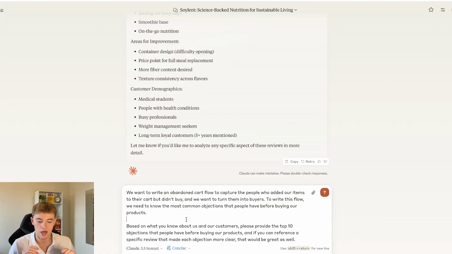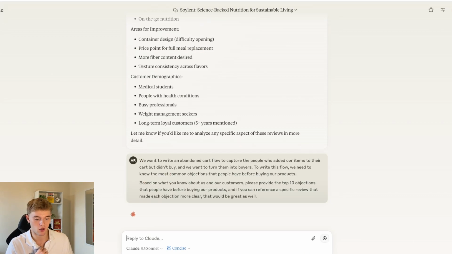And when you ask it to reference specific reviews or specific things that people said, it forces the AI to only take objections that are actually real. So AI is not going to go and make stuff up because it literally has to reference a specific review that you gave to it. So let's submit this right here and let's see what we get.